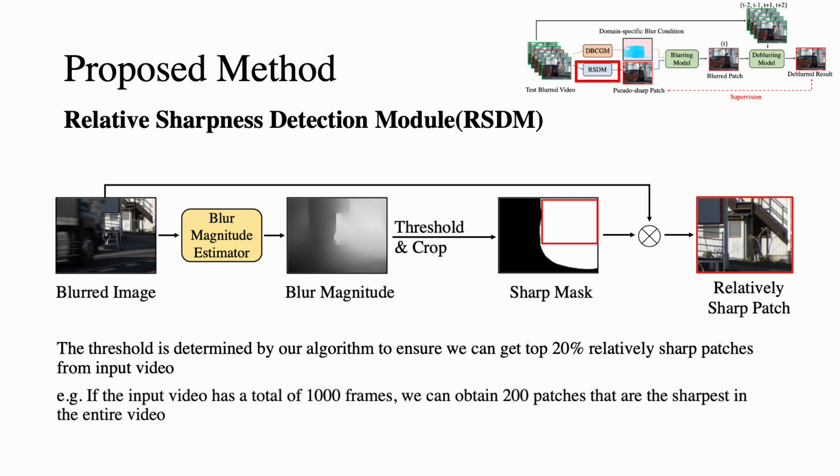First, the image is passed through a blur magnitude estimator, which generates a blur magnitude map, where darker pixels indicate higher blur. Using the blur magnitude map, we apply a threshold to create a sharp mask, then crop the sharpest region as our relatively sharp patch. The threshold is set by our algorithm to extract the top 20% sharpest patches from the input video. For example, if a video has 1000 frames, we will select 200 of the sharpest patches.